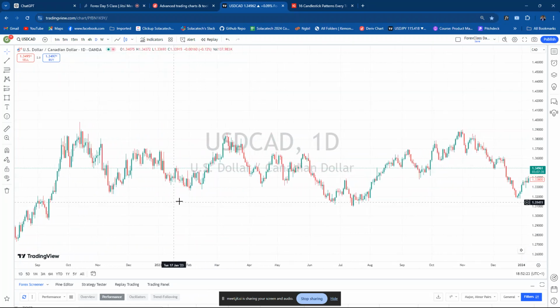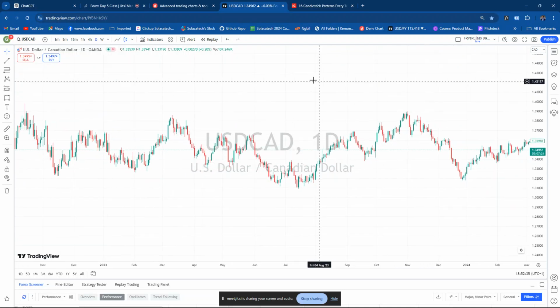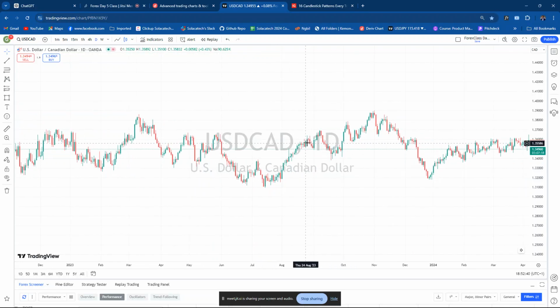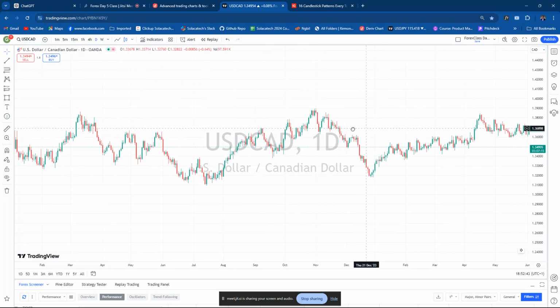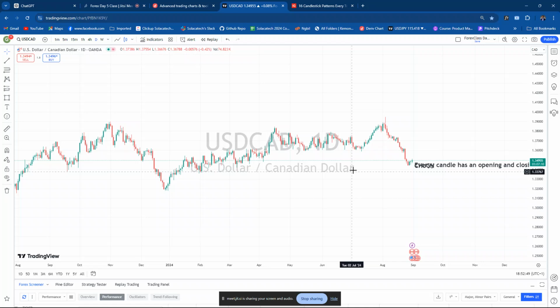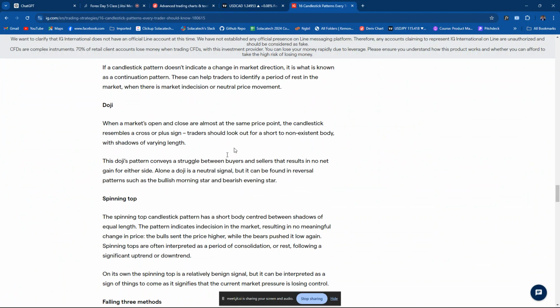You see the body, you can barely find the body. See how it closes, like a cross sign. When you find a cross sign anywhere, just know that a trend is continuing. Something is going to continue. That's what they tell you. So this is saying that traders should look out for a short to non-existent body with shadows of varying length.